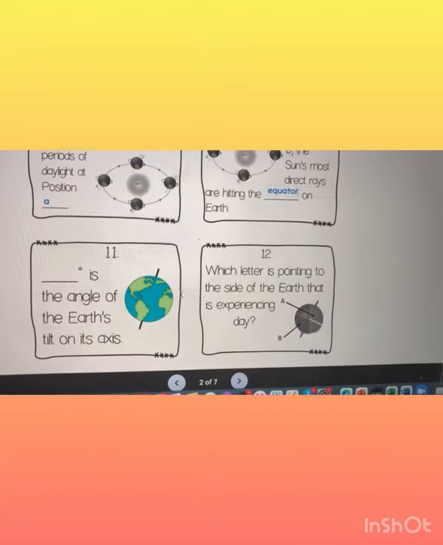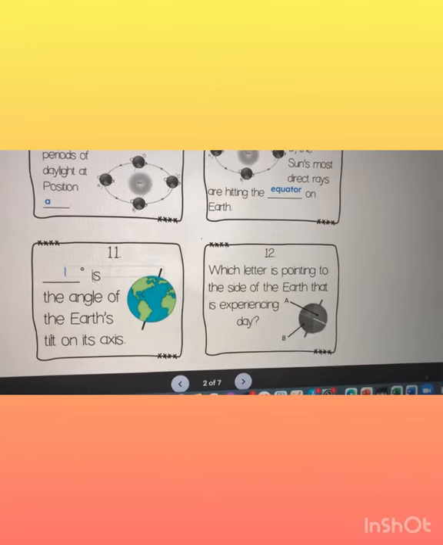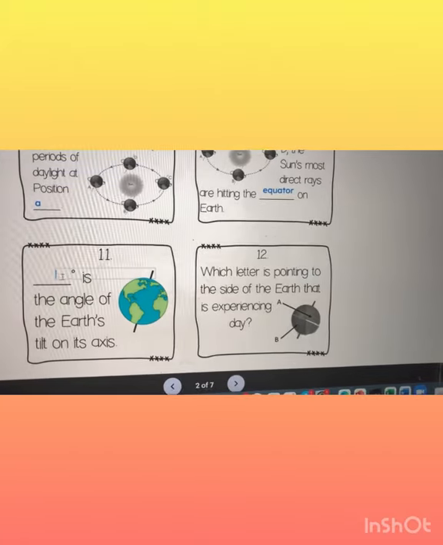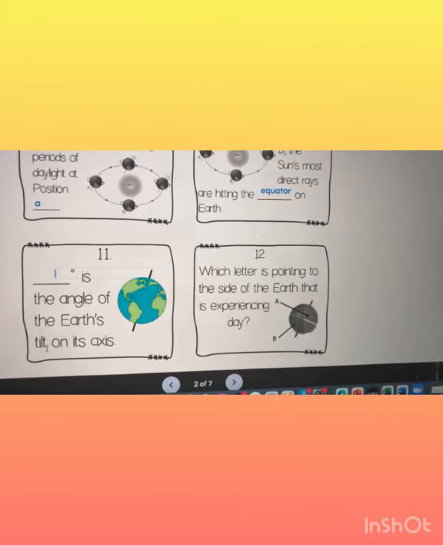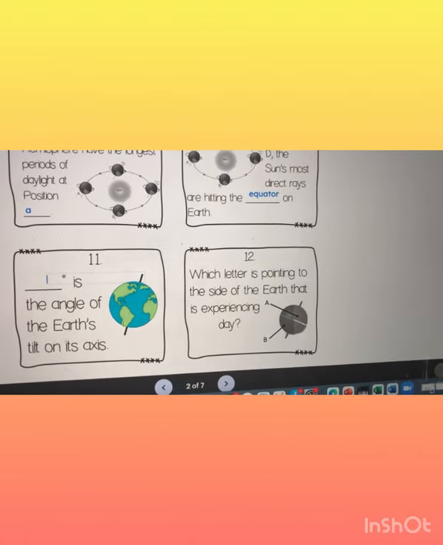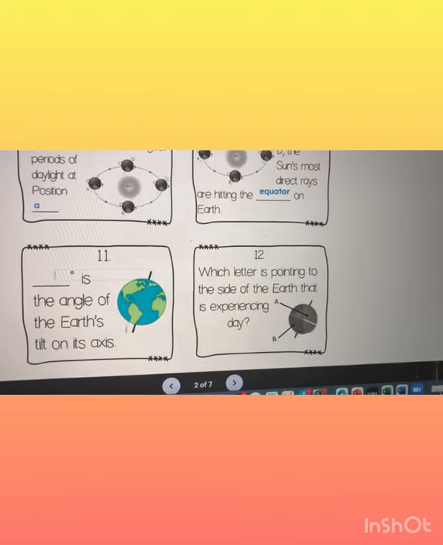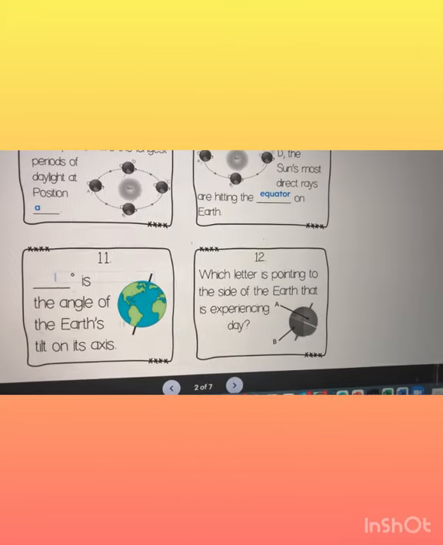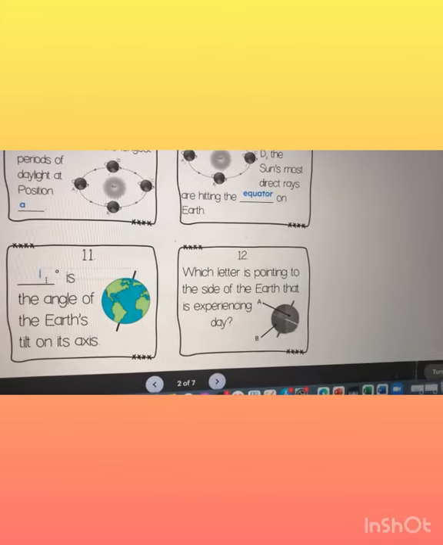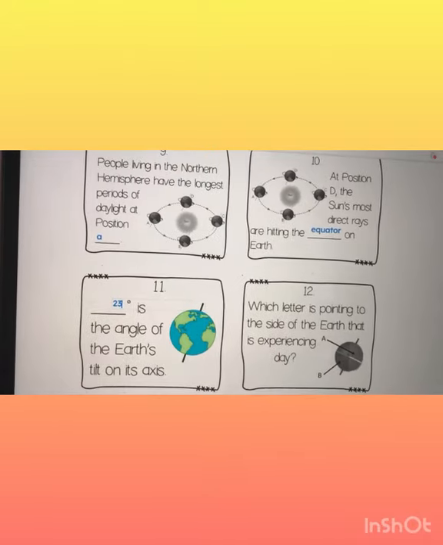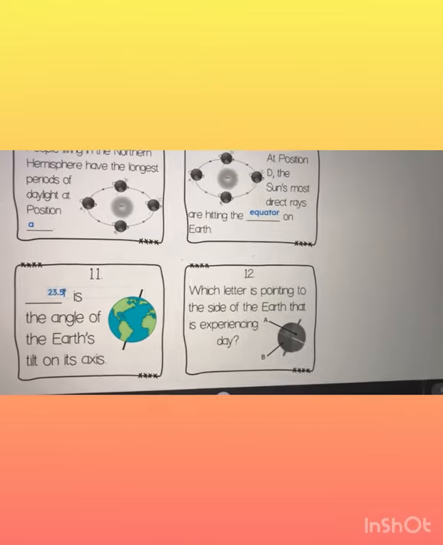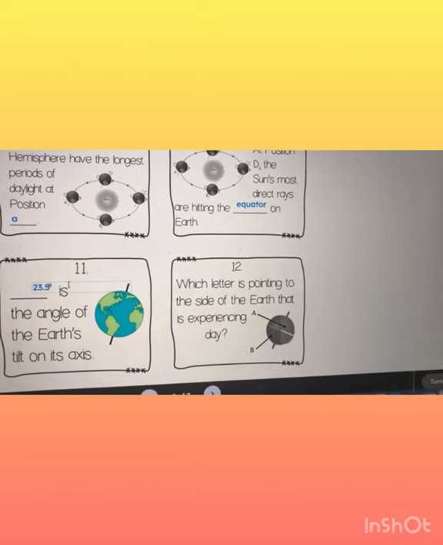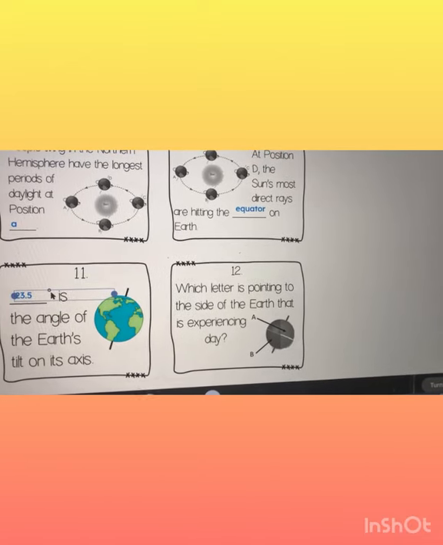Excellent. All right, here's another number. Blank degrees is the angle of the Earth's axis, the Earth's tilt on its axis. It's not 90 degrees. What would be the number? All right, Nehemiah, you hit that out of the ballpark.